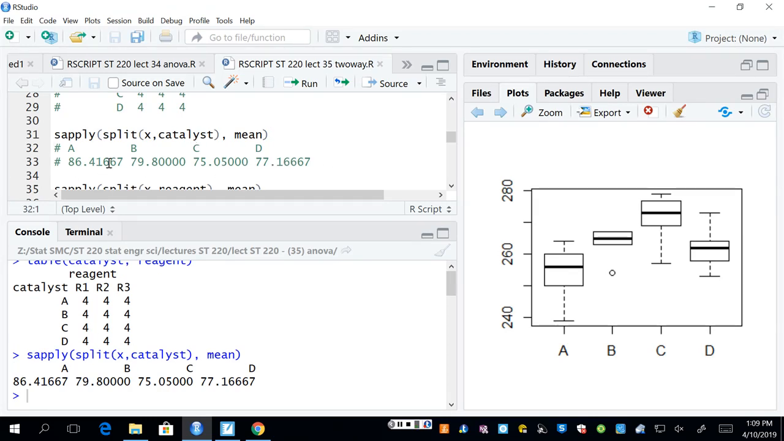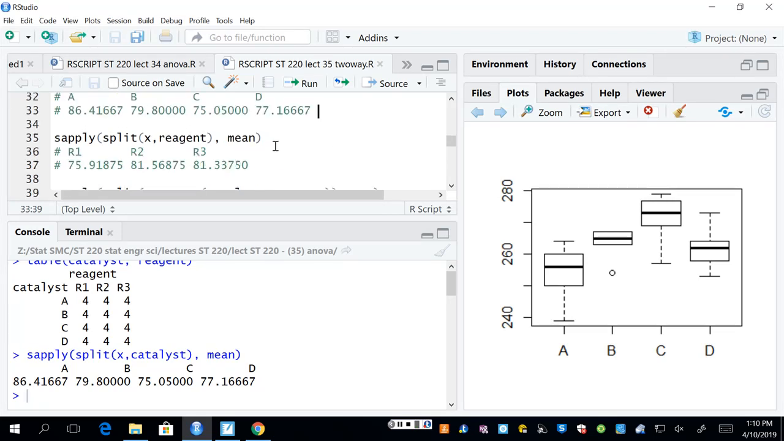It kind of looks like one of these catalysts is doing better than the others. Maybe the other ones are not doing any different than one another. Reagents, these couple of reagents seem to be a little bit better than the other ones.